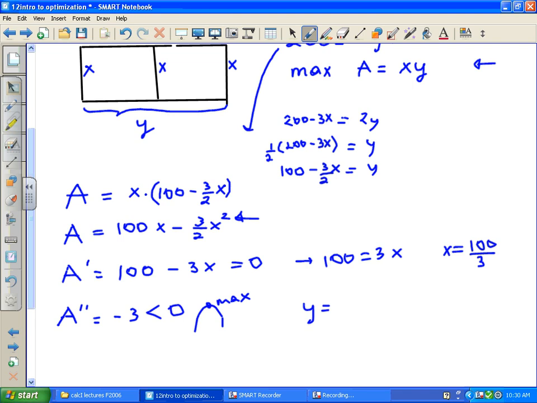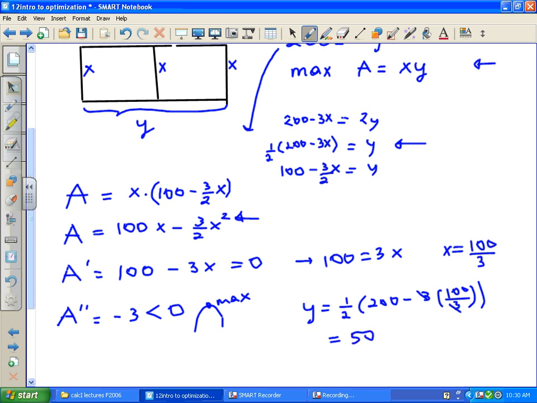Y equals, I'm going to go with this equation. Y equals 1/2 times 200 minus 3x. X is 100 over 3. The 3's cancel. I have 200 minus 100 inside the parentheses. That's 100 outside waiting to be multiplied in is 1/2. And 1/2 of 100 is 50.